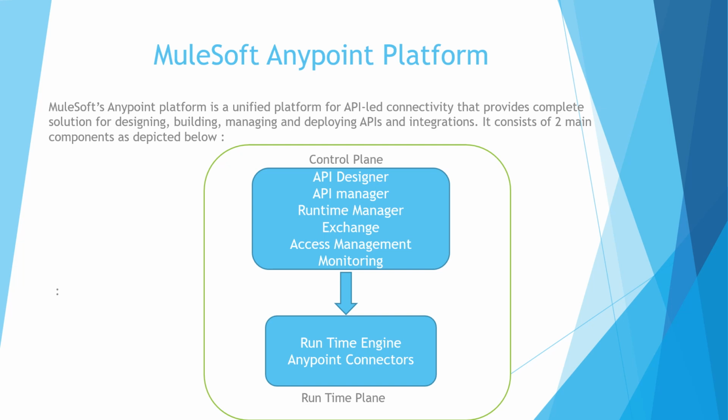The control plane includes features such as API Designer, which is a visual interface for designing and documenting APIs; API Manager, which is a centralized repository for managing and publishing APIs; Exchange, a marketplace for discovering and sharing APIs, connectors, and templates; Access Management, a role-based access control system for managing users and permissions; and Monitoring, a set of tools for monitoring the health and performance of APIs and integrations.